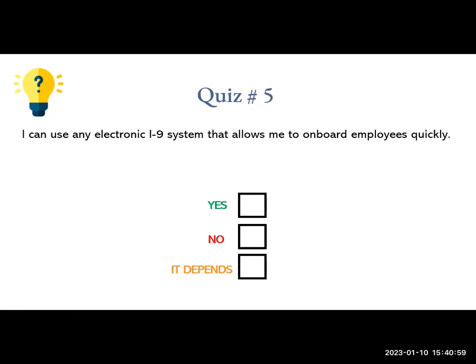I can use any electronic I-9 system that allows me to onboard employees quickly. Yes or no?